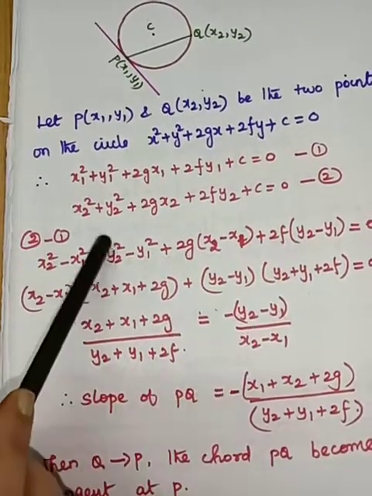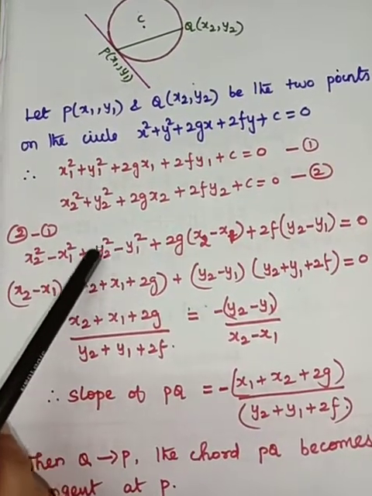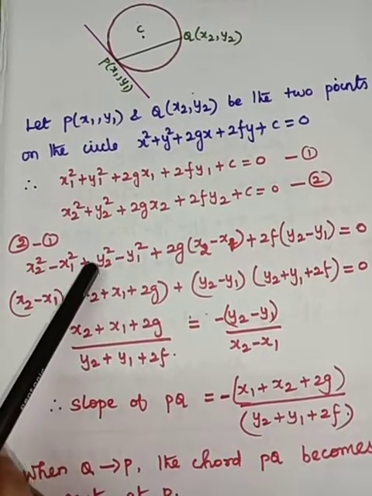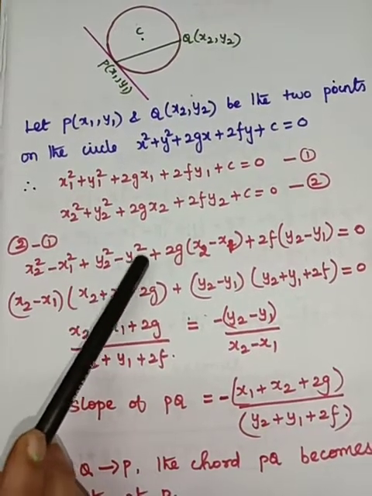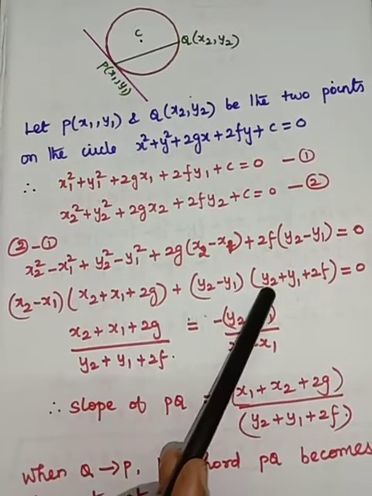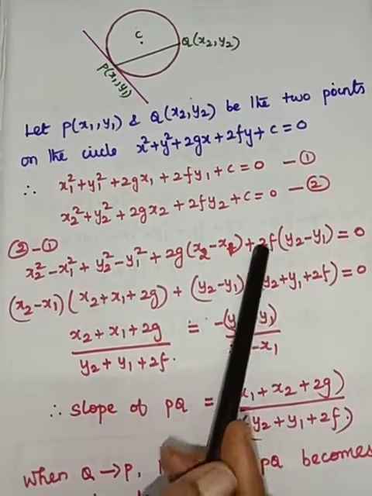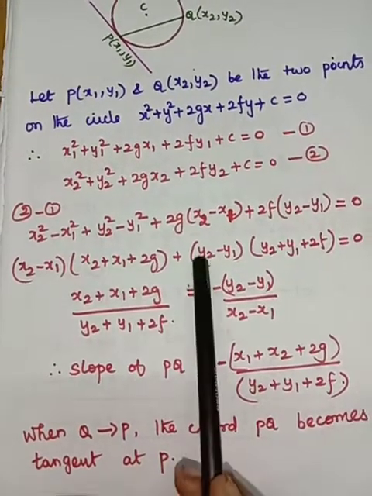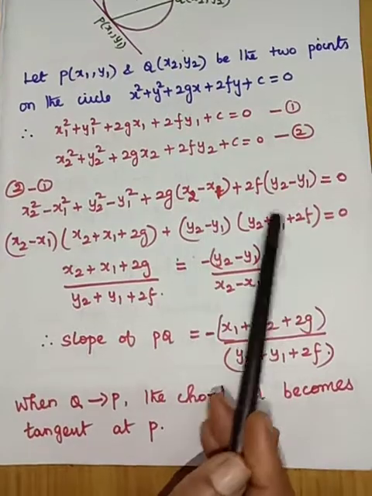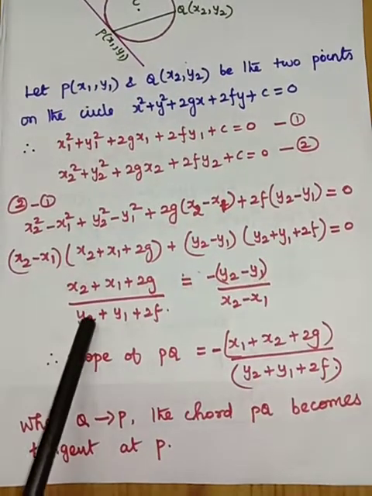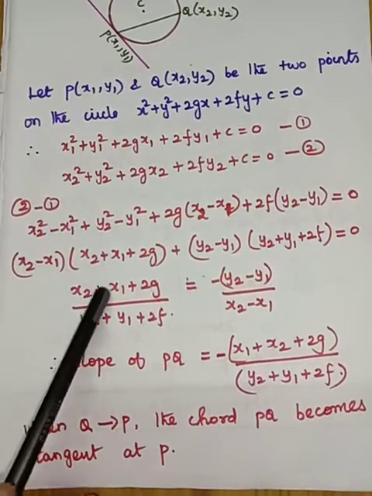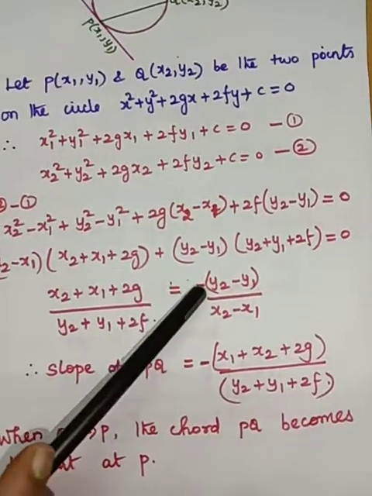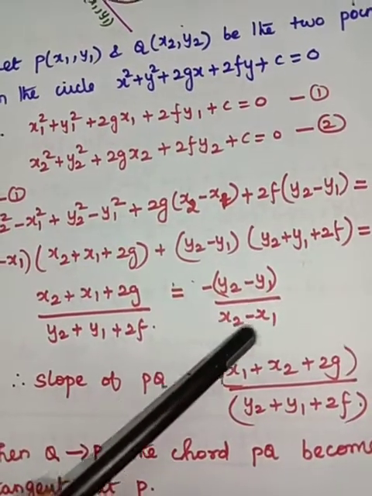So from these two terms, which one are we taking out? y2 minus y1. Okay. So it is in the form of a squared minus b squared, so it is y2 minus y1 into y2 plus y1. y2 minus y1 is taken out. What is remaining here? y2 plus y1 plus 2f. Okay. So see that. Bring this term to the other side, it will become minus. From that, you just bring this term to the left hand side. So here you have x2 plus x1 plus 2g divided by y2 plus y1 plus 2f, which is equal to minus of y2 minus y1 divided by x2 minus x1.